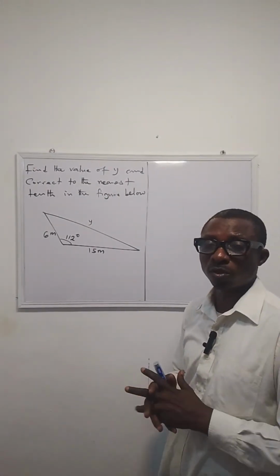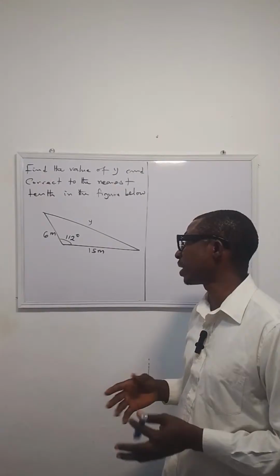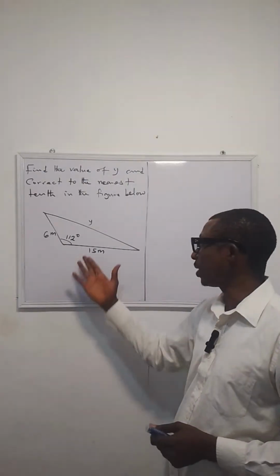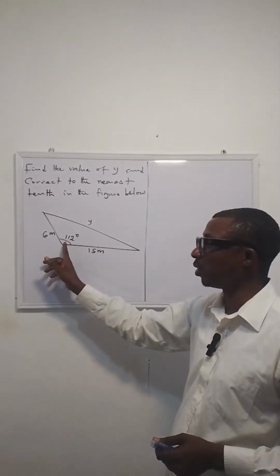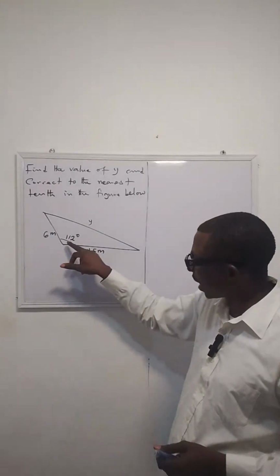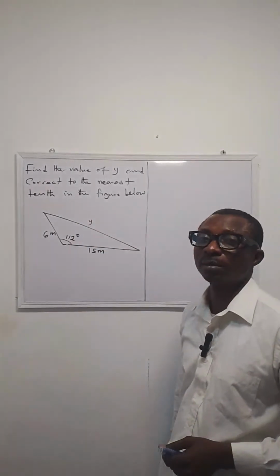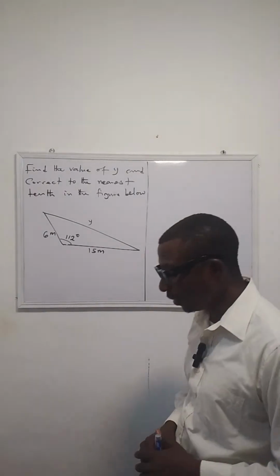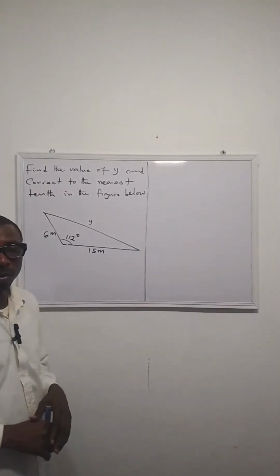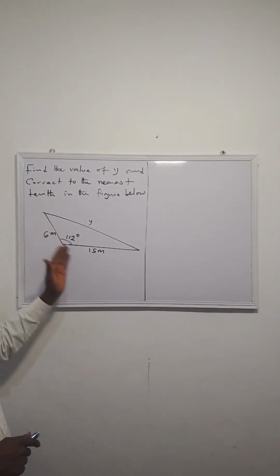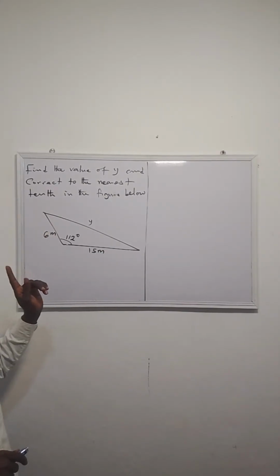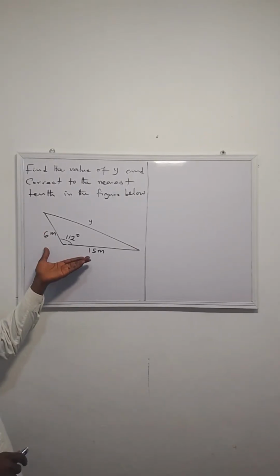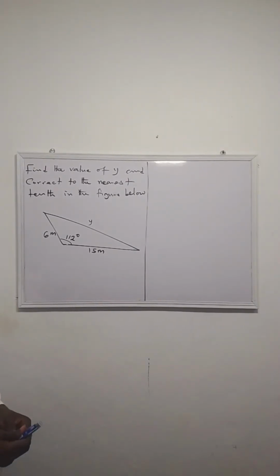If I'm to use sine rule, I must be able to show you an angle and its corresponding side. When you look at this diagram, the only angle we have here is 112. So this is an angle, and this is the corresponding side. The corresponding side is not given, so I can't use sine rule. But for cosine rule, I must have two sides given and one included angle, that is an angle between two given sides, which is given here in the question. So I'm going to make use of cosine rule.